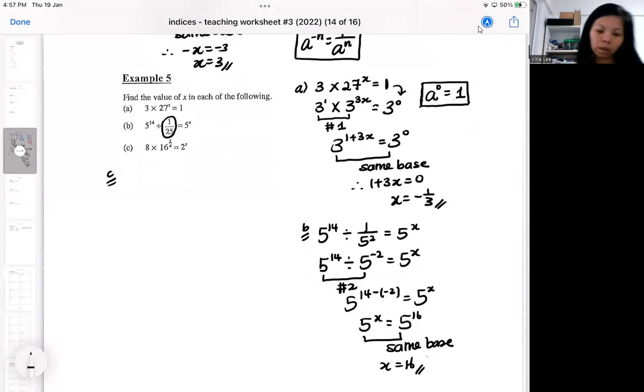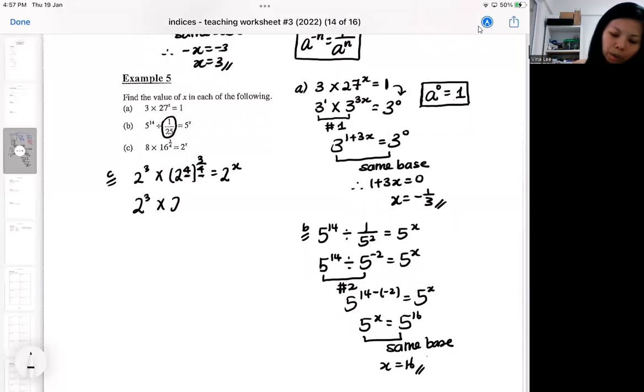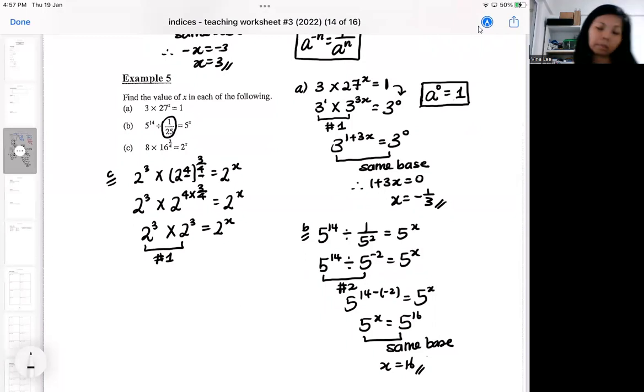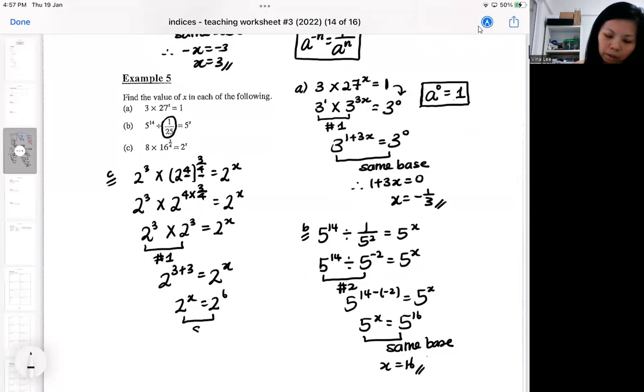So in part C, the bases we are having will be 8, 16, and 2. First of all, do you realize that 8 is 2 cubed, and that 16 is 2 to the power 4? So if you realize that, you do a double power, which is a multiplication of the powers. Upon doing the multiplication, you end up having same base multiplication. When you do a same base multiplication, you add the power. So eventually it will lead you to the same base, and then x is equal to 6.